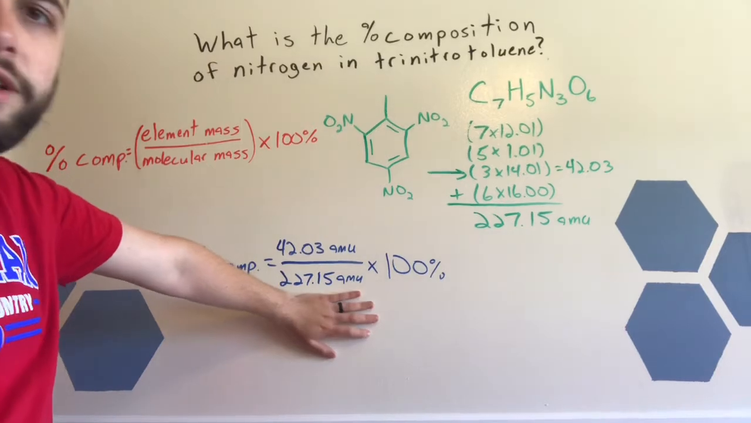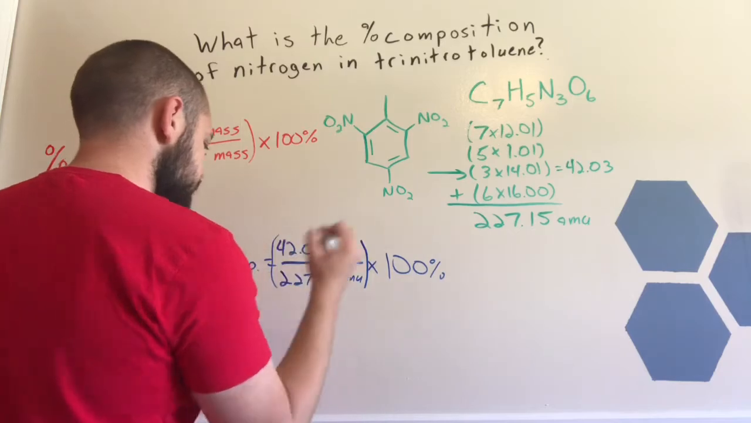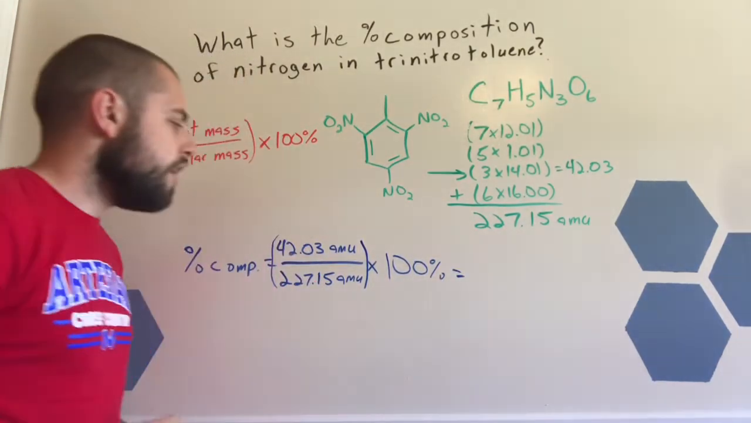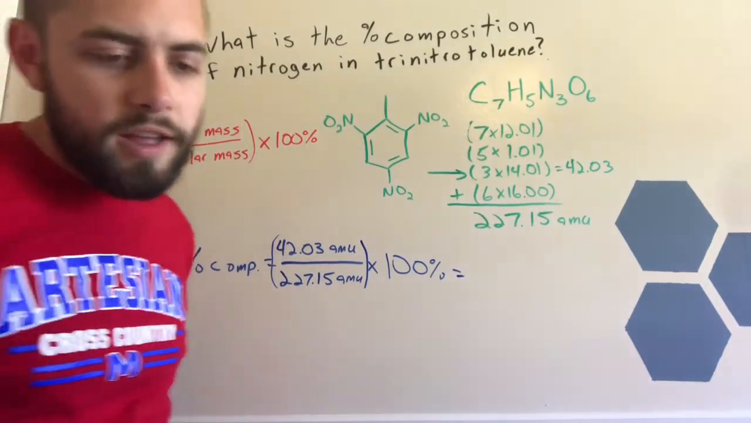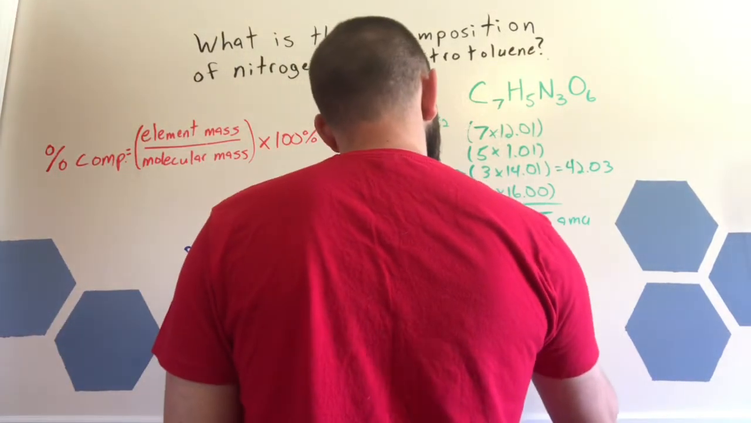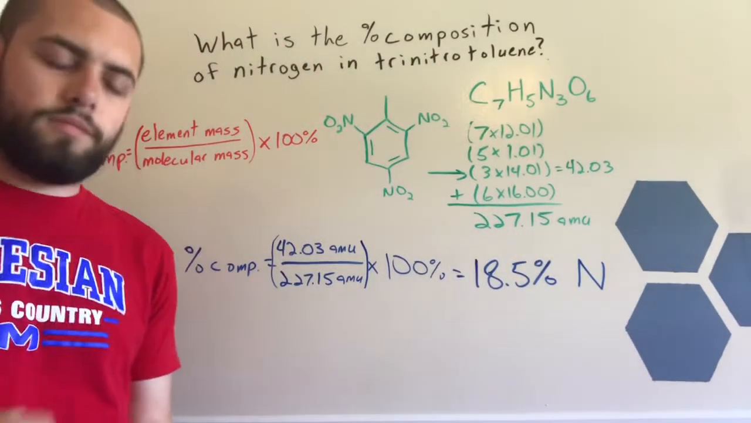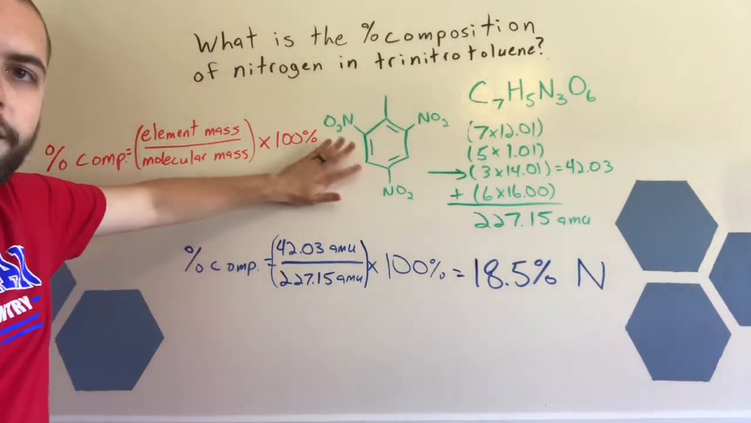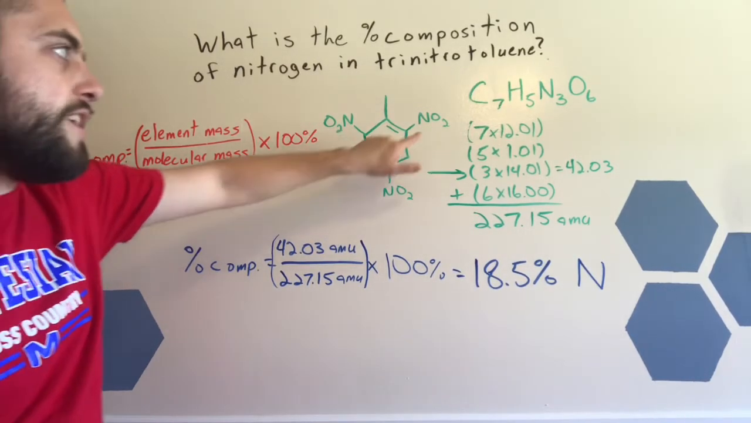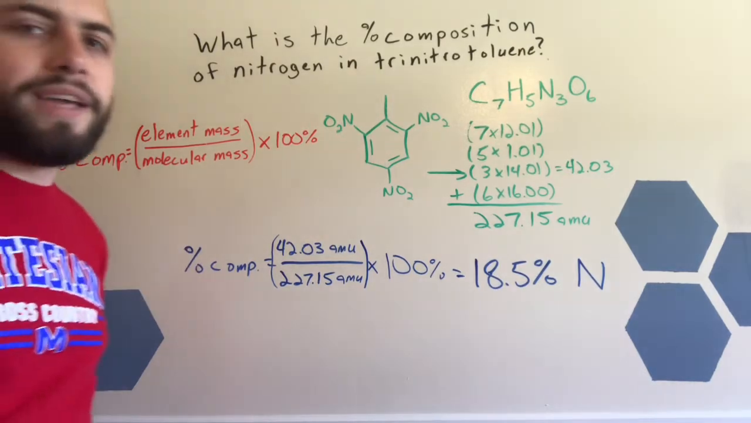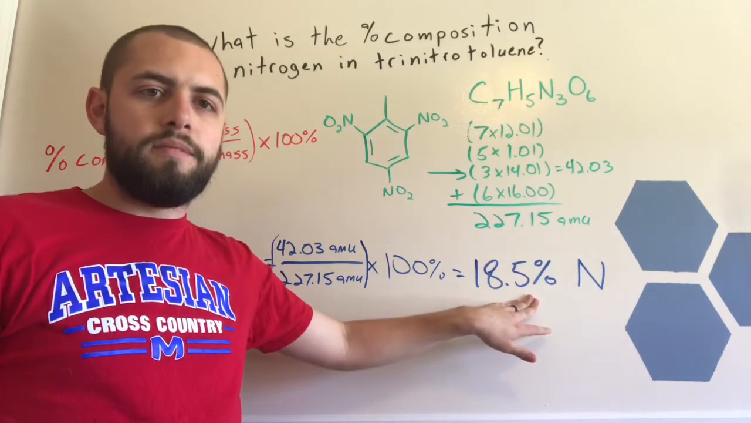So from here, I would punch this into my calculator. Make sure that we're doing order of operations here. So I really should have put parentheses here. But if I put this into my calculator, which I did in advance, but you can double check my work, it's going to be just about 18.5% nitrogen. So if we're looking at TNT here, one molecule of TNT has 3 atoms of nitrogen, and that makes up about 18.5% of the compound by mass.